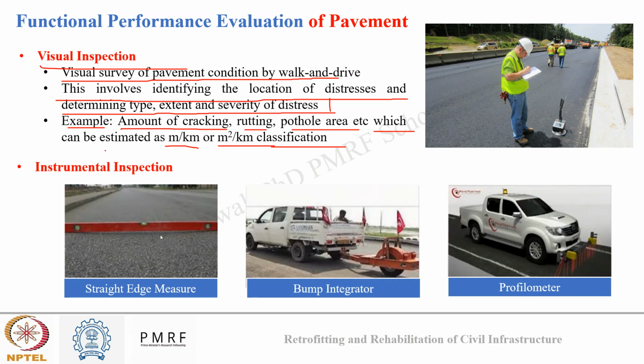Okay. Now, the second type can be instrumental inspection, where there is a straight edge measure which can be used to quantify rutting. There can be a bump indicator which can be used to quantify corrugation, and there is a profilometer which can be used for pothole, rutting, corrugation, and polished aggregate together. So in this way, we can assess the damage at the surface level of the pavement. Okay.